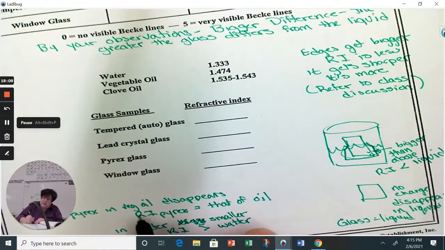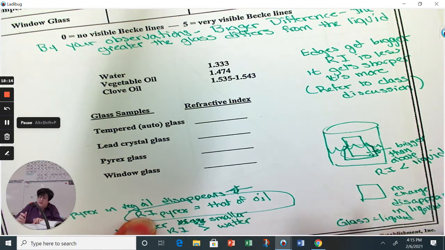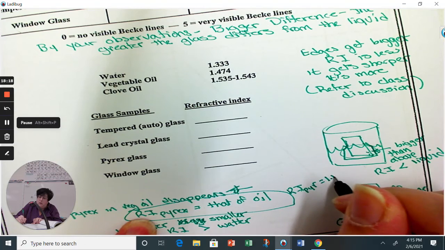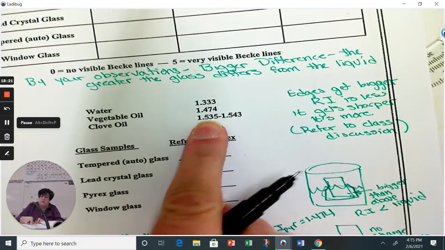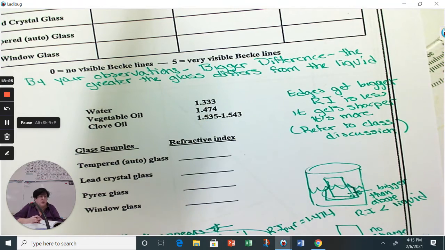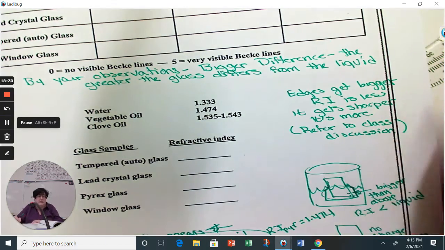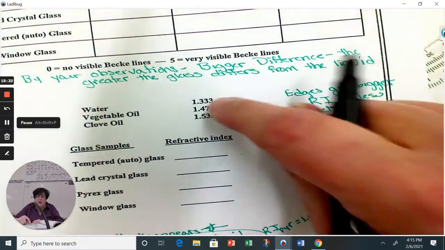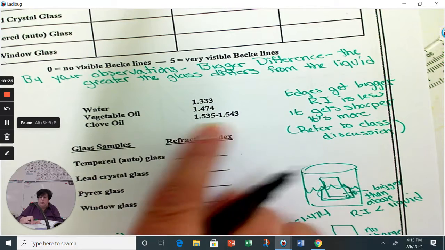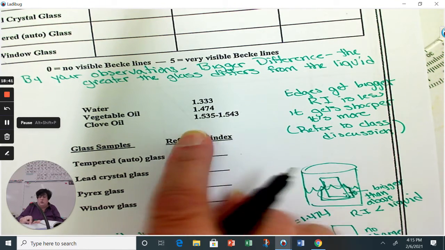So if it equals it, if I get this, and then it disappears, I would say the refractive index for Pyrex equals 1.474 because that's what vegetable oil is. If it doesn't disappear, I got to figure out what it's closest to. And then say, okay, it's close to it, it doesn't equal it because it doesn't disappear, and then come up with a number. Some of them may be way bigger than clove oil, and so it might be higher.